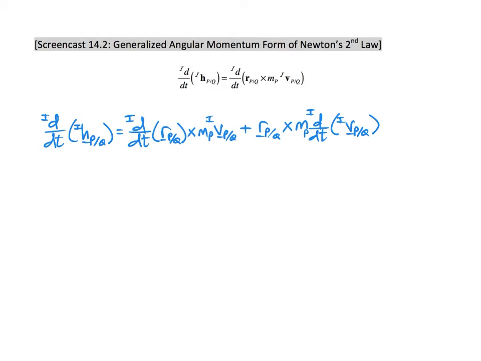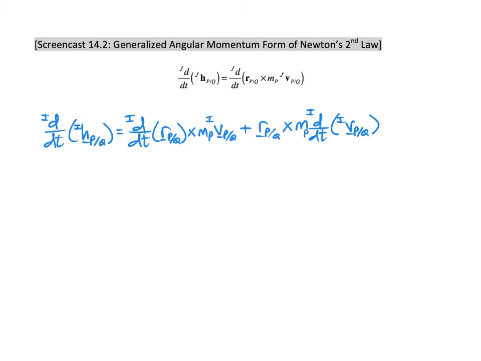So all we've done here is we've distributed our time derivative to each of these terms. So to the first term in the first expression, the time derivative of the position of p with respect to q, and kept our cross product of the mass with the velocity of p with respect to q. And then in the second expression, kept our position of p with respect to q, and then distributed the time derivative into the second term so that we get the mass multiplied times the time derivative of the velocity of p with respect to q.